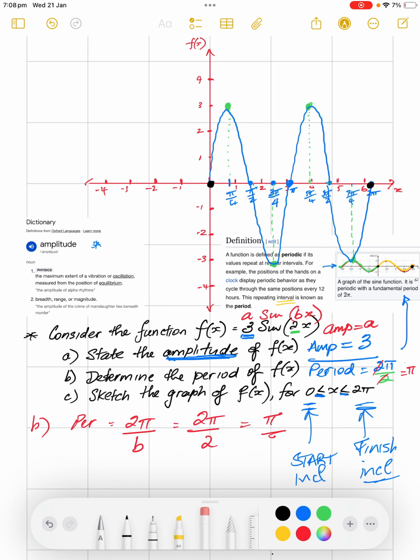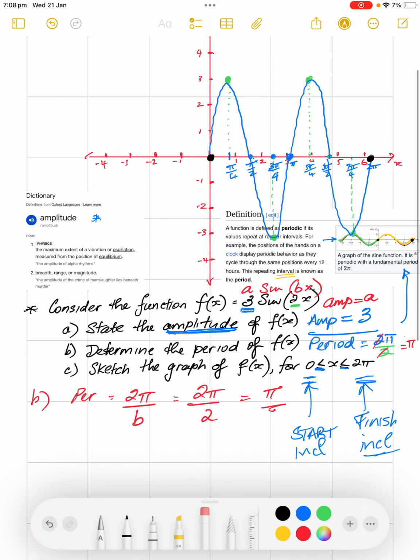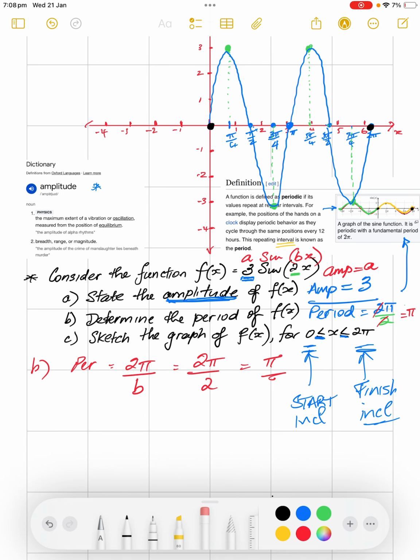Okay, and there is part A, B, and C. I hope this has helped. This is a sine function, and it's to do with maths method, units 1 and 2.